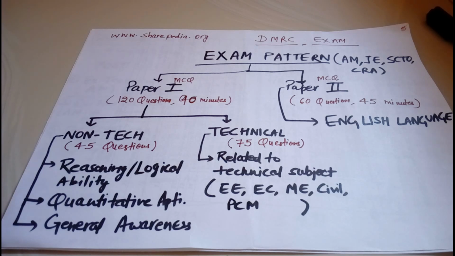Now if I talk about the non-technical section, there are 45 questions, and it basically consists of questions from reasoning or logical ability, quantitative aptitude, and general awareness. In the general awareness section, questions come from politics, economics, history, geography and current affairs. In the DMRC exam, 15 to 20 questions come from general awareness, so do not ignore this section.